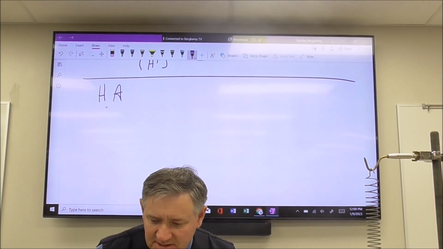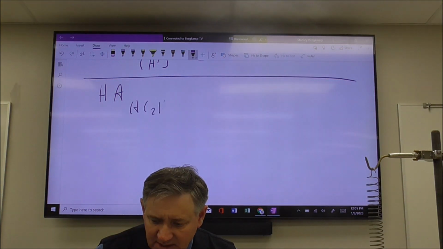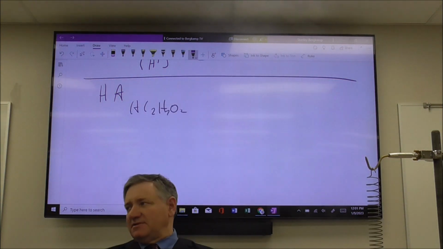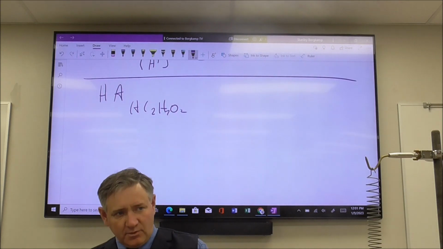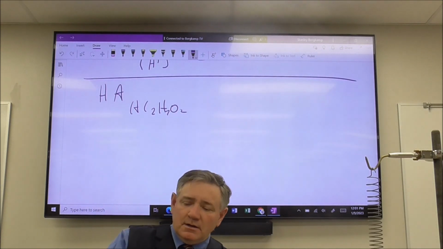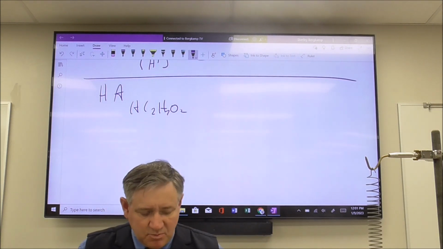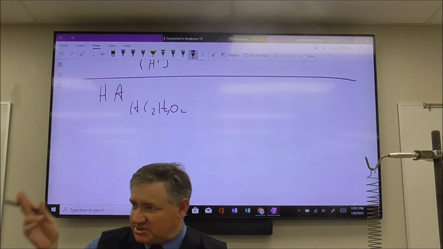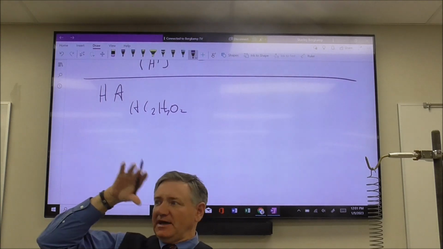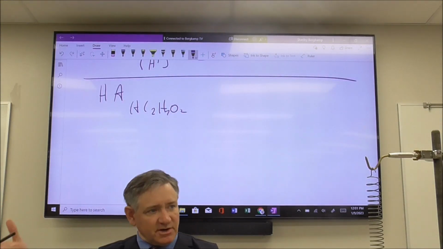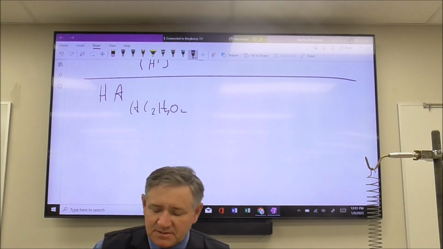So technically acetic acid is HC2H3O2. That's the big long formula for acetic acid. A lot of times we just abbreviate it as HA. This is why when you look on your equation sheets, you'll see HA. That's what that's talking about. It's just a generic acid. So don't flip out on this.